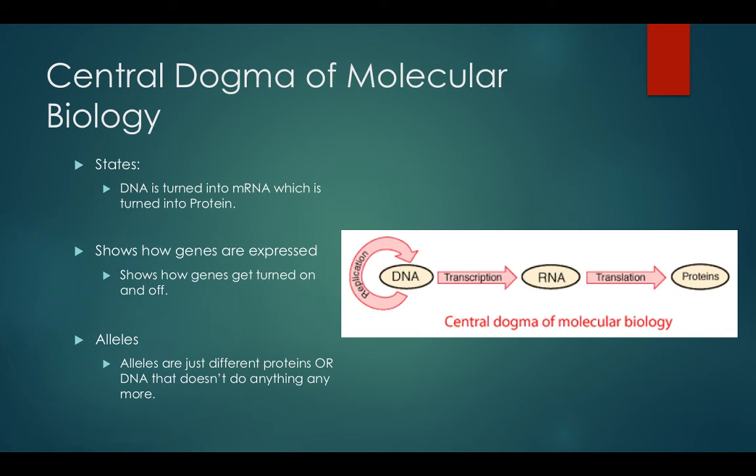Now, your alleles are just different proteins. So we go back to good old-fashioned Mendel. If we're talking about alleles, all we're really talking about is that there are different proteins. So the proteins between one allele versus another allele is just a difference in proteins. That's it. That's the only difference there.